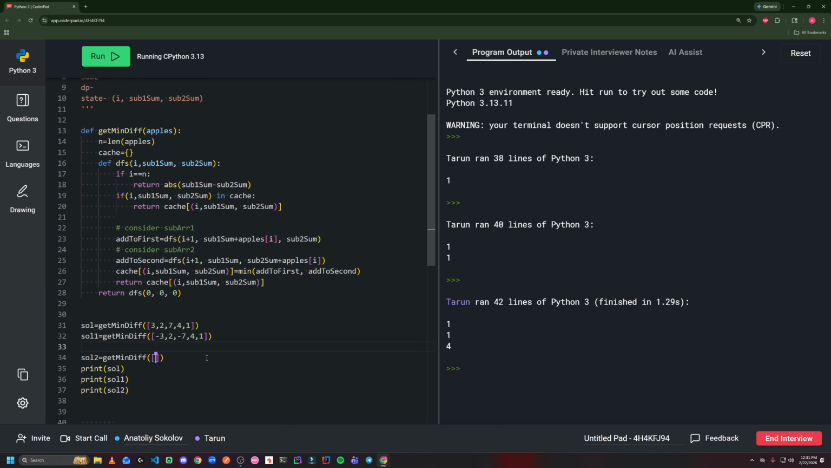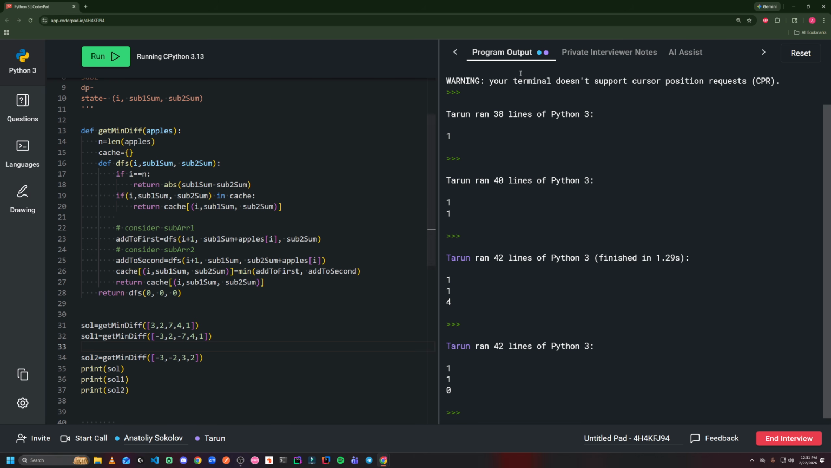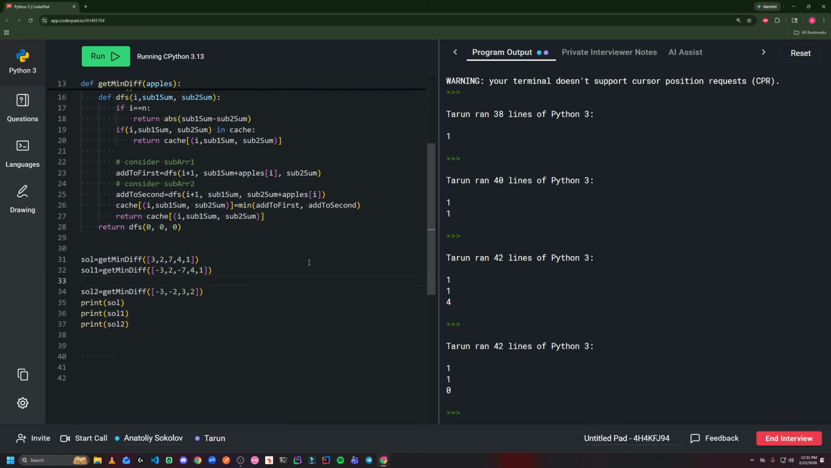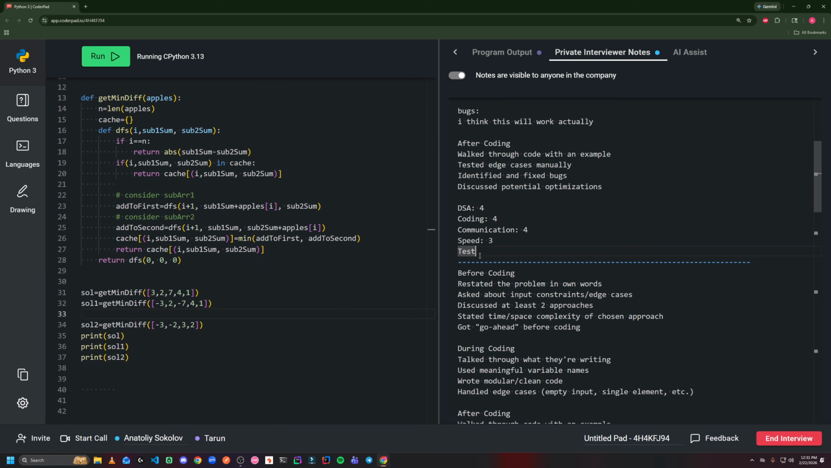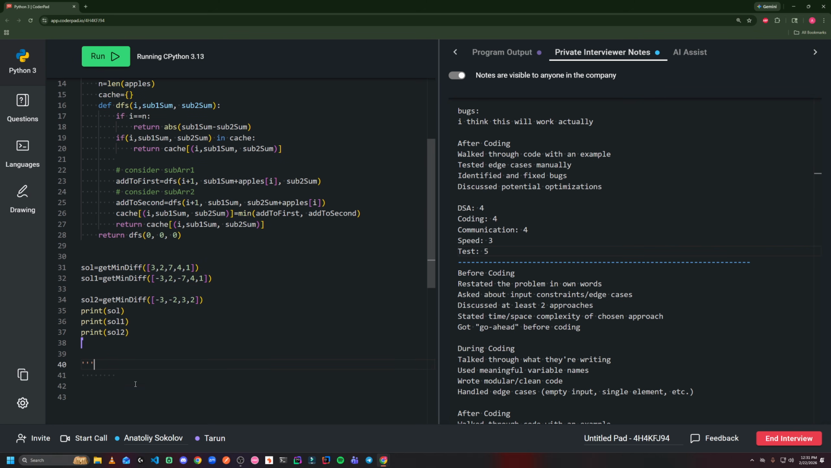Okay, so let's consider -3, -2, as well as 3, 2. If I consider this case, it should be 0, right? Yeah, I agree. Okay, that's fine. I think we're good to move on. Okay, so let's move on to the second one.